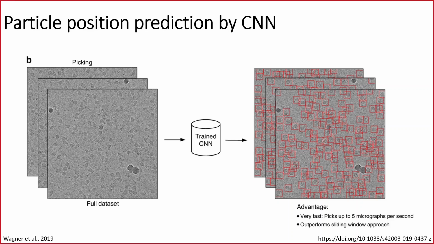So the step that takes most of the time is first manually picking your particles and then training the neural network. The good thing is that they already pre-trained the neural network on several different data sets. So sometimes this general model that is available from the authors can be used as an out-of-the-box solution and may work for your data set.